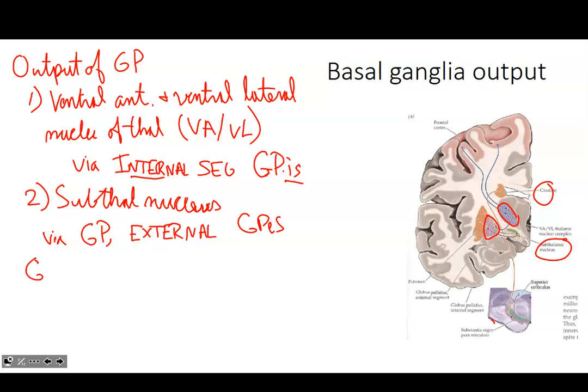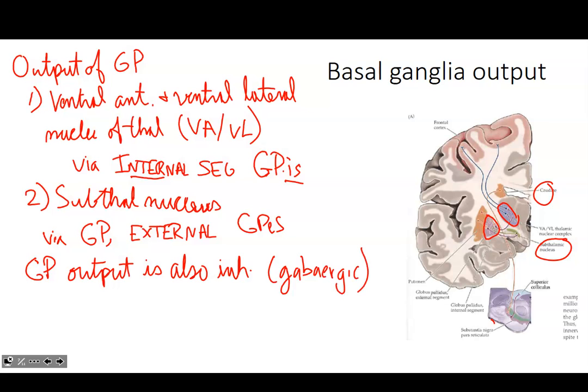Okay, the globus pallidus output is also inhibitory. So we'll see that it's GABAergic as well. And so what does it mean? What's the output mean? It means that the effective excitatory output to the striatum is going to be inhibiting tonically active globus pallidus output. And this creates a disinhibition. So I think this is pretty complicated, and let's take a look at it in more detail.